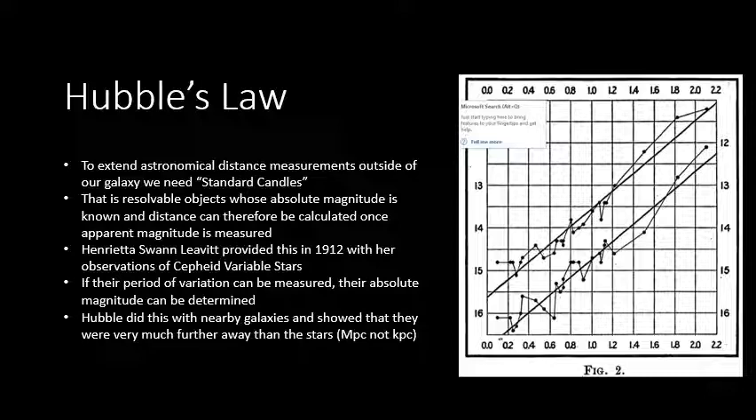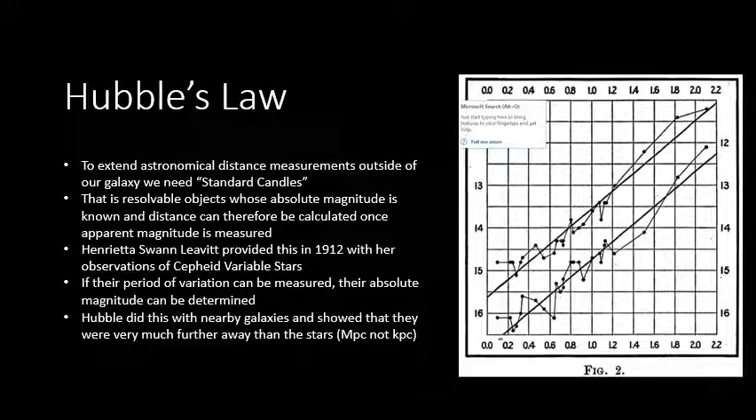And the clue for what we could use as standard candles was found by Henrietta Swan Leavitt in 1912, when she worked on Cepheid variable stars in the Large Magellanic Cloud. And that's her graph from her 1912 paper there. She found that their brightness correlated with the time period of their oscillations. So that's log of time period of the oscillation on the bottom and brightness up the side.